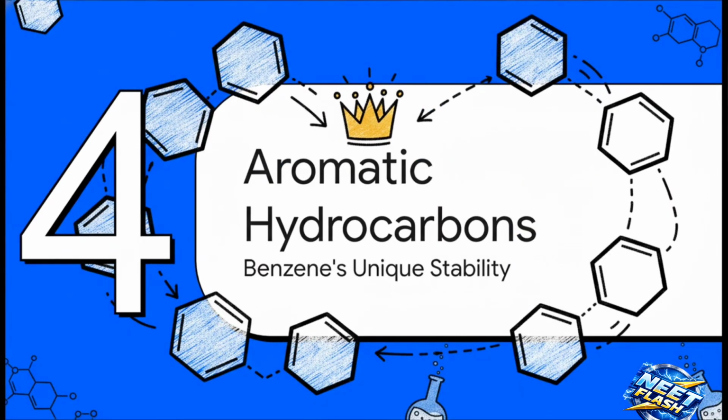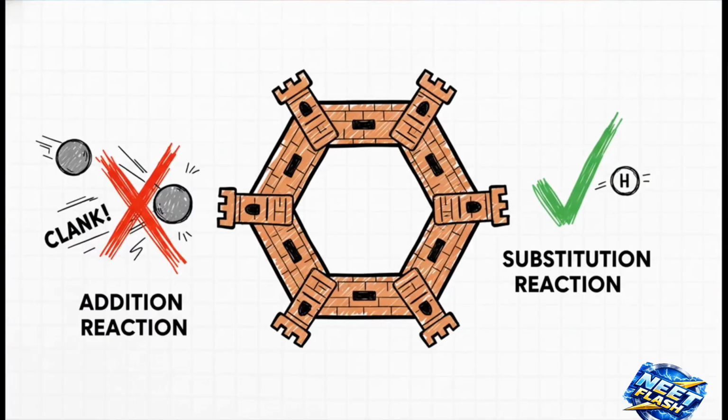Okay, up until now, we've been talking about chains. But now we get to a really special exception. A whole other class of hydrocarbons, the aromatic compounds. And the undisputed king of all aromatic compounds is benzene. Now you look at benzene and you see all those double bonds and you think, aha, it must react like an alkene, right? It must do addition reactions. But no, benzene is different.